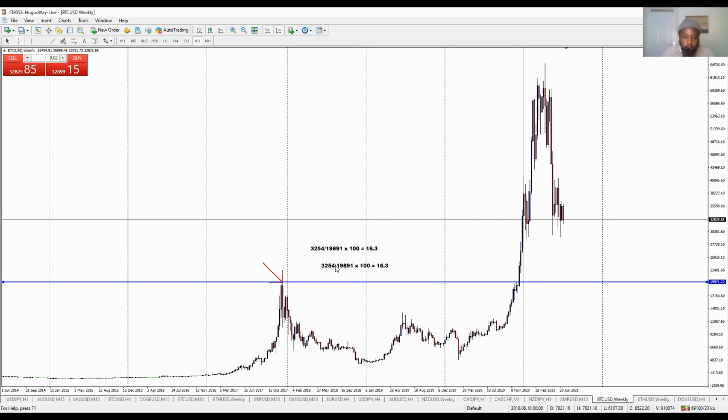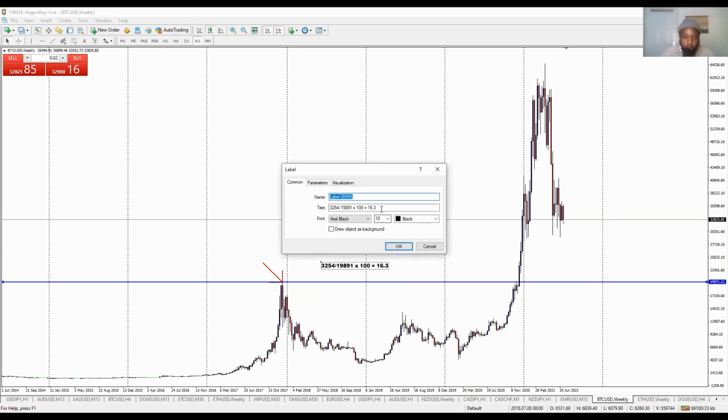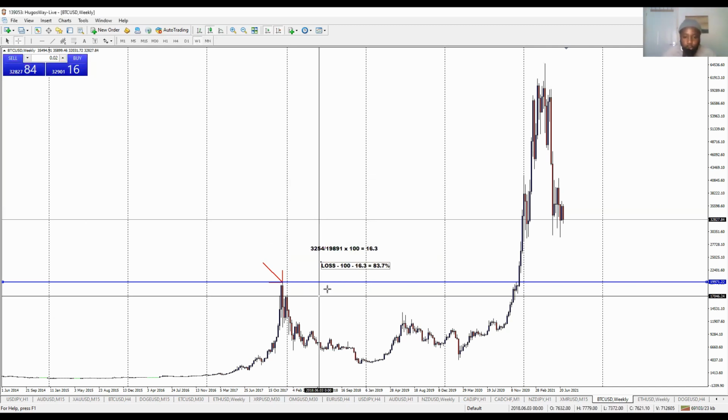So in other words, in terms of a loss, I'm going to write this right here. Your loss on your portfolio for that period of time would have been 100% minus 16.3%, which is, I don't need a calculator for this, 83.7%. So you've lost 83.7% of your money. Now, what else is wrong with this?